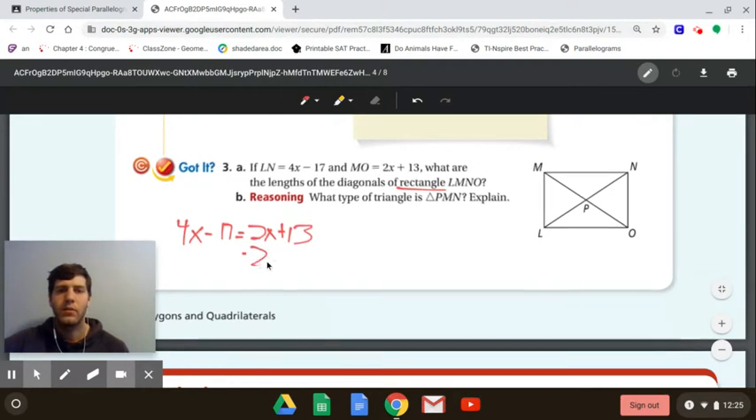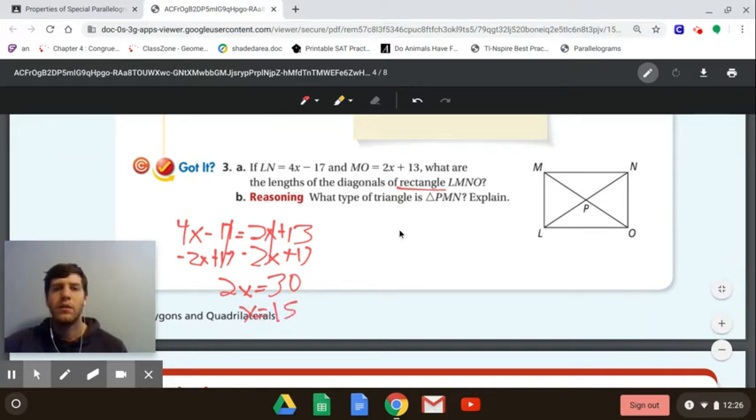Okay, subtract 2x from both sides. Add 17 to both sides. Okay, we get 2x equals 30. So you divide by 2 and you get x equals 15. Okay, we then need to plug that back in. So 4 times 15 minus 17. That's 60 minus 17, which is 43.